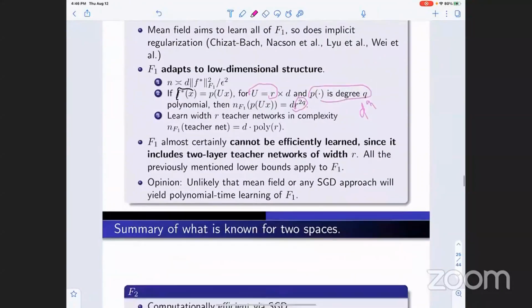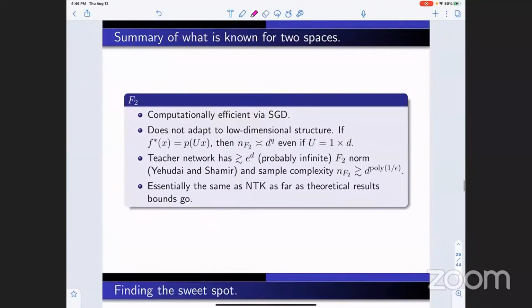So now let's turn to F2. F2 is great if you like computation. It can be learned via SGD. It's a kernel method, so it can be learned by matrix inversion. However, it has terrible, terrible statistical properties. It completely ignores low dimensional structure.